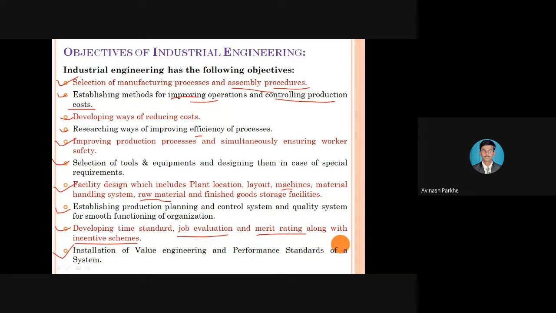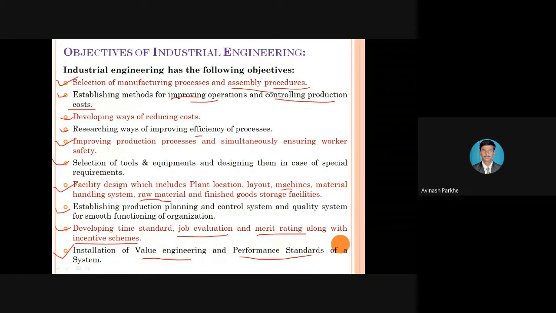And the last one is the installation of value engineering and performance standards of the system. Whatever process we have finalized, we can observe that this particular process is feasible. By using this process, I can convert the raw material into the finished goods in an effective manner, and due to this process, my productivity goes on increasing, profit goes on increasing. So at the end, the installation of value engineering and performance standards should be given to that particular system, or to that particular industry, or for this particular organization.